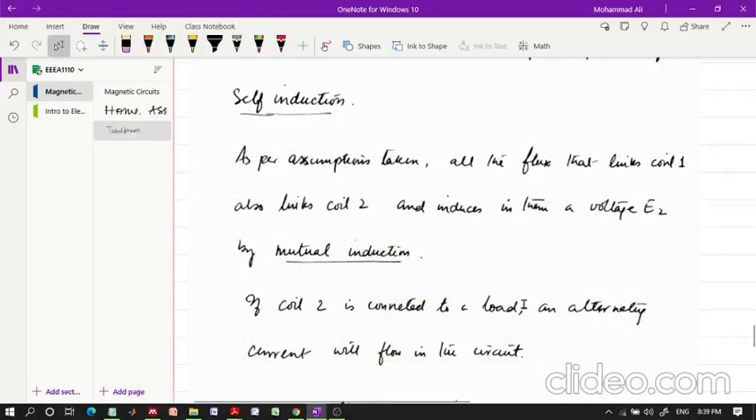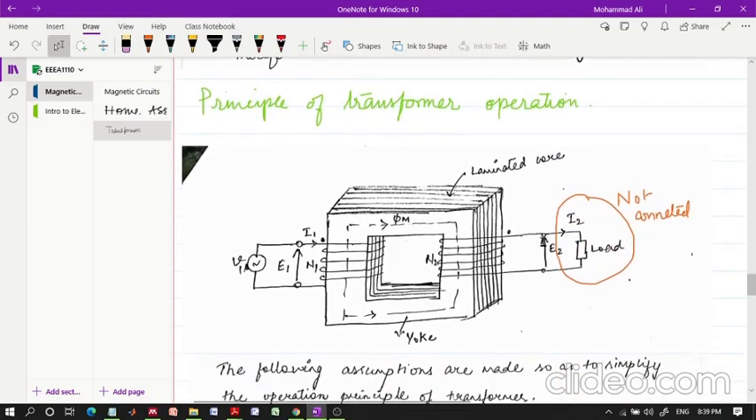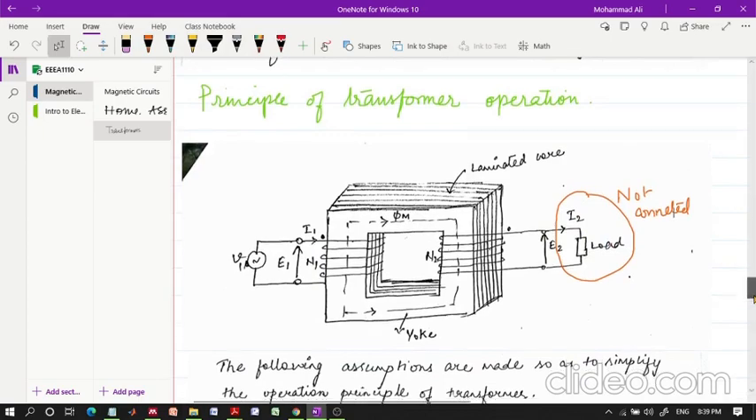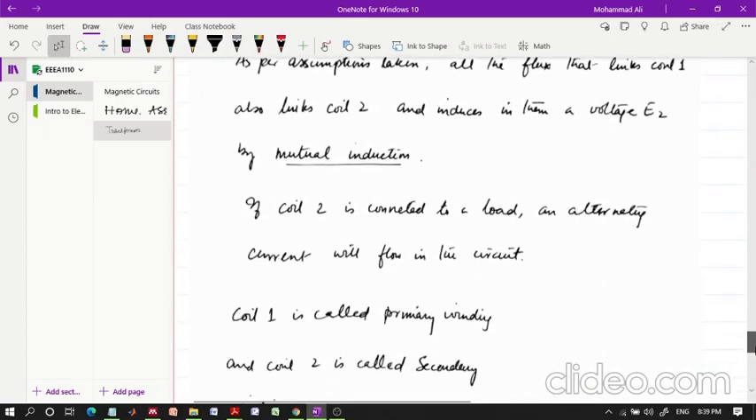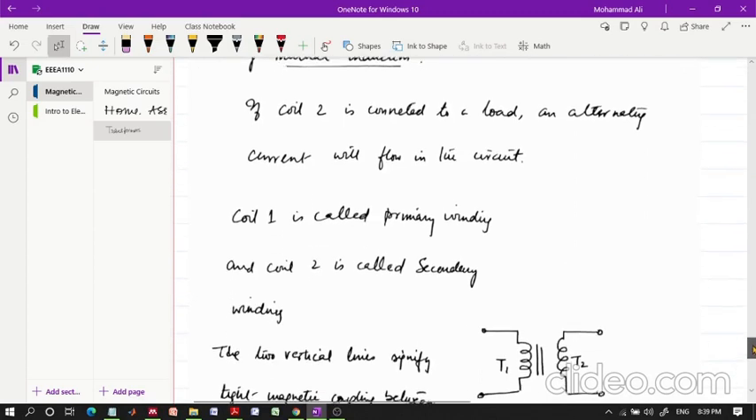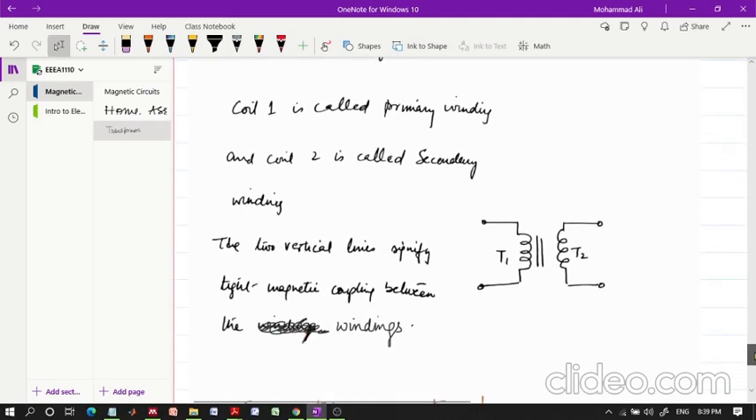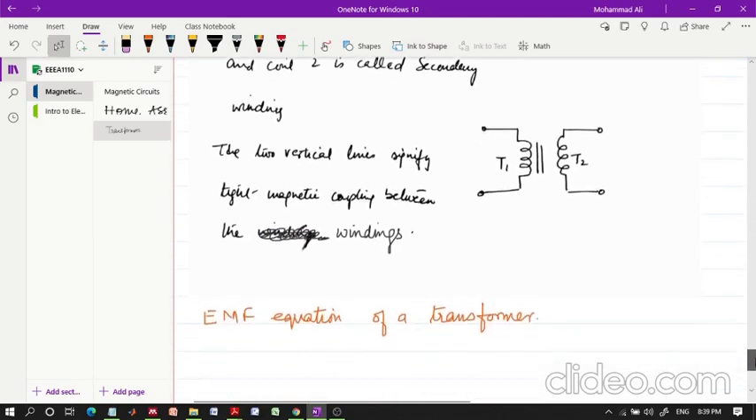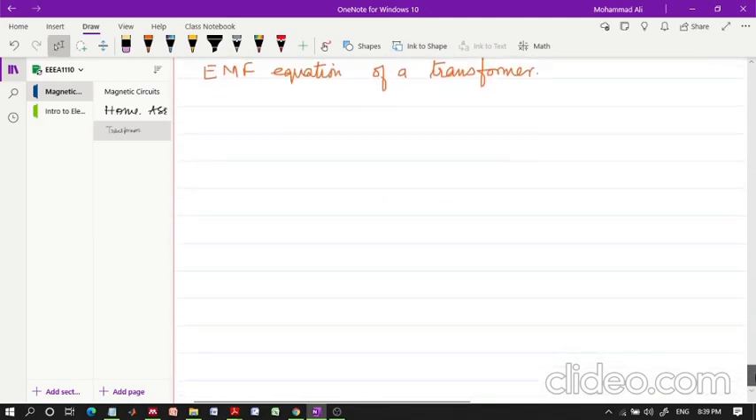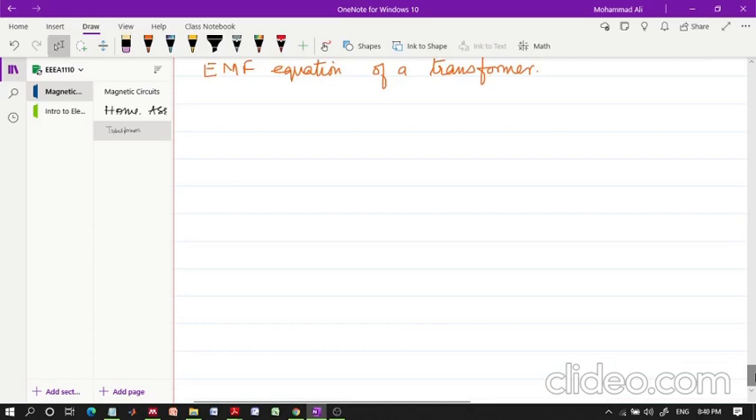So now if I connect this portion to the load, I2 will start flowing in this circuit. So coil 1 is known as the primary winding. The primary winding is that winding in which we are applying the supply, and coil 2 will be that winding in which we are connecting the load. Simple. Now we will derive the EMF equation of the transformer.